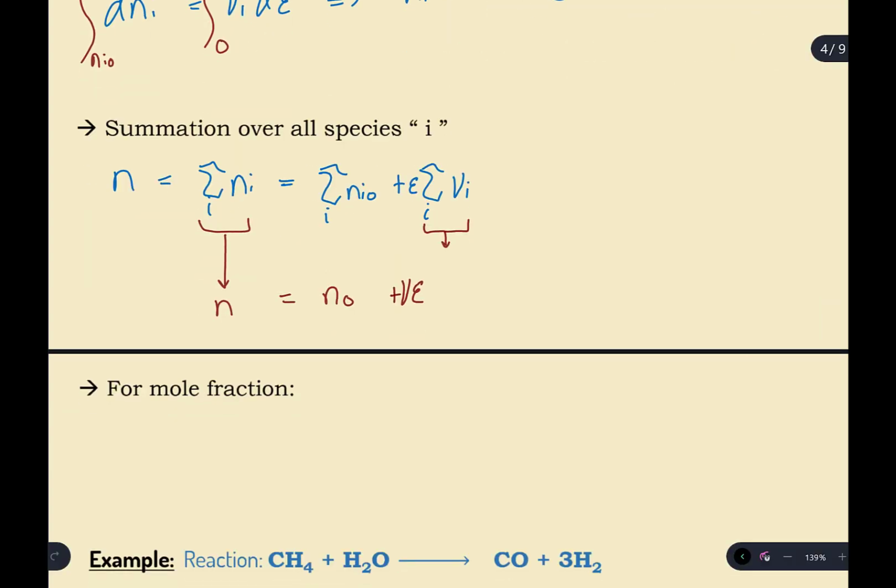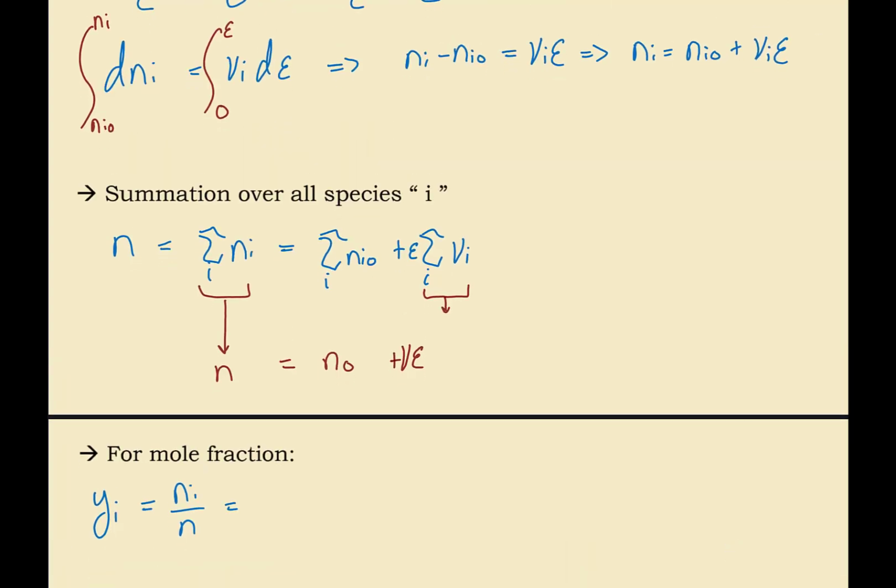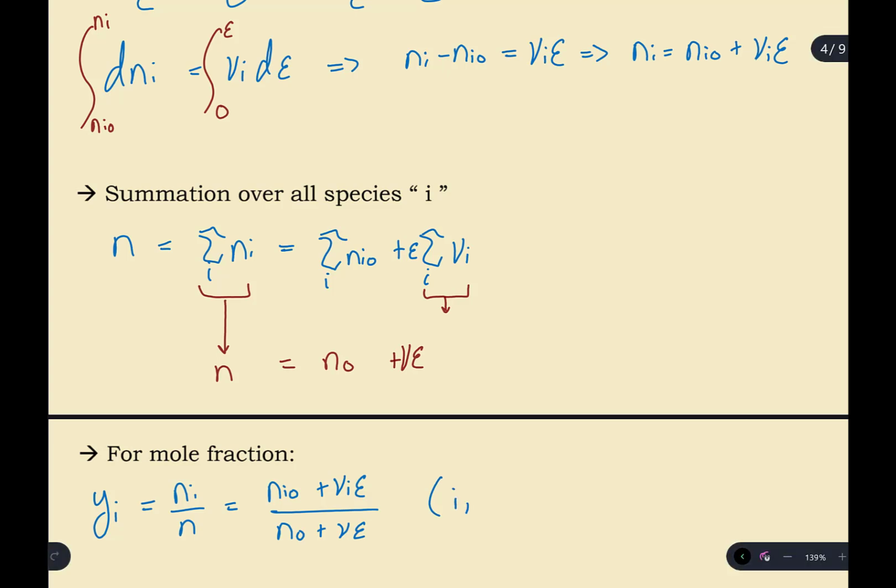So then the mole fraction, in this case, I'm going to use blue here. We got yi is equal to Ni over n. And simply I'm just going to plug in these equations in here. So we have Ni naught plus Vi epsilon divided by n naught plus V epsilon. So that's simply my mole fraction for all species in my system, so i equals 1, 2, and so on to all the species in my system. Alright, so far so good.